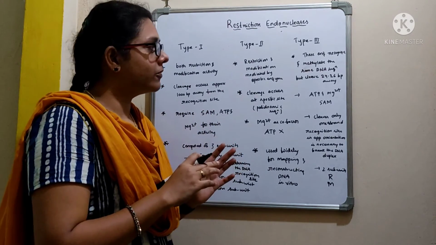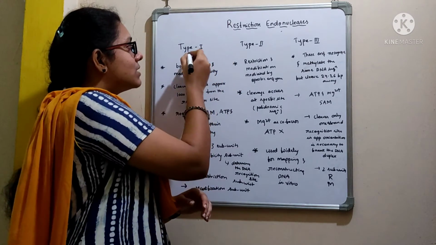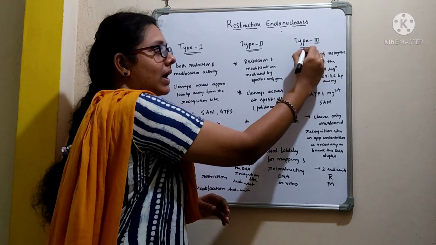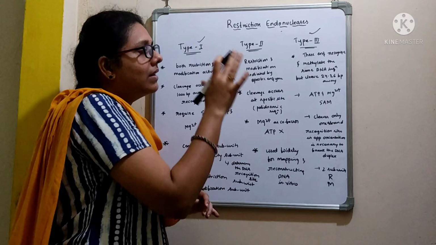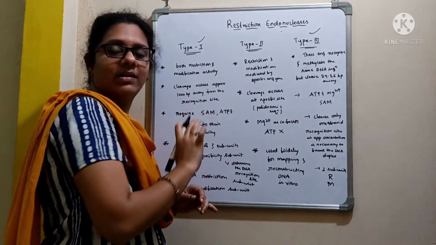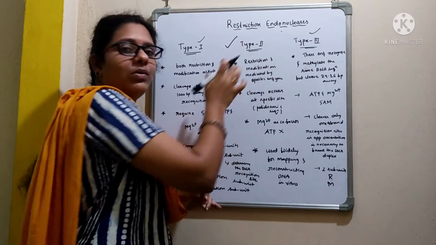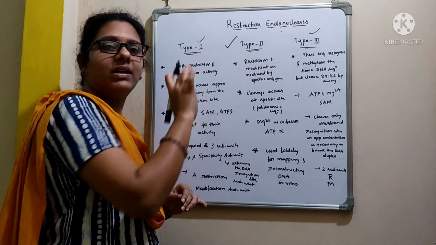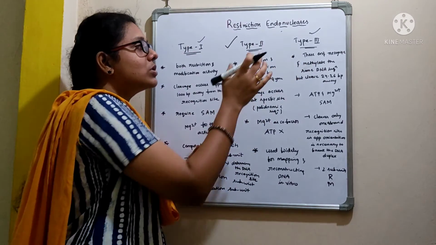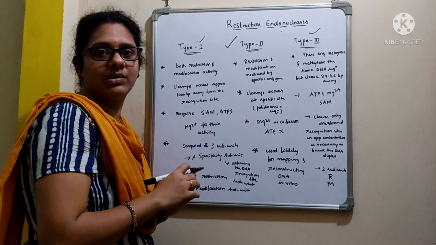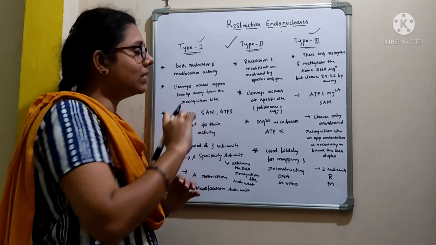Coming to the types of restriction endonucleases, based on their mode of action, they are classified as type 1, type 2 and type 3. Type 1 and type 3 are complex and have a limited role in genetic engineering experiments, but we generally use type 2 restriction endonucleases. So out of these 3, we most commonly prefer type 2 restriction enzymes for our genetic engineering experiments. Let us discuss them in detail.